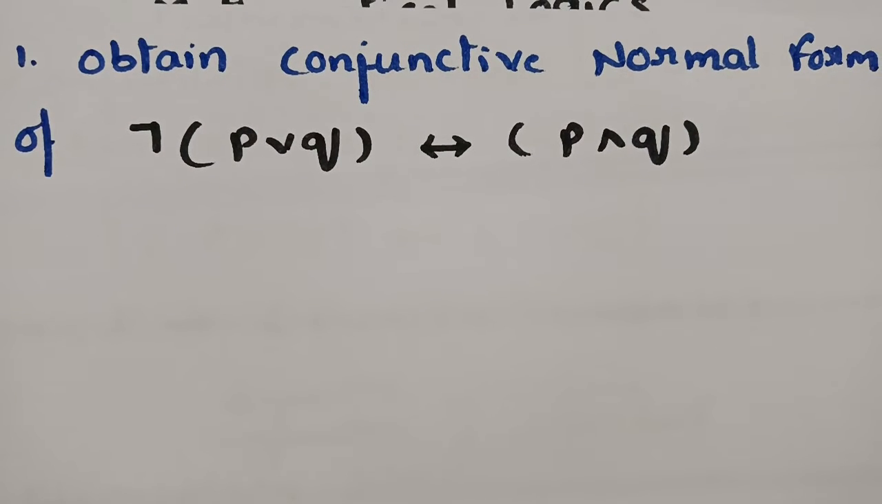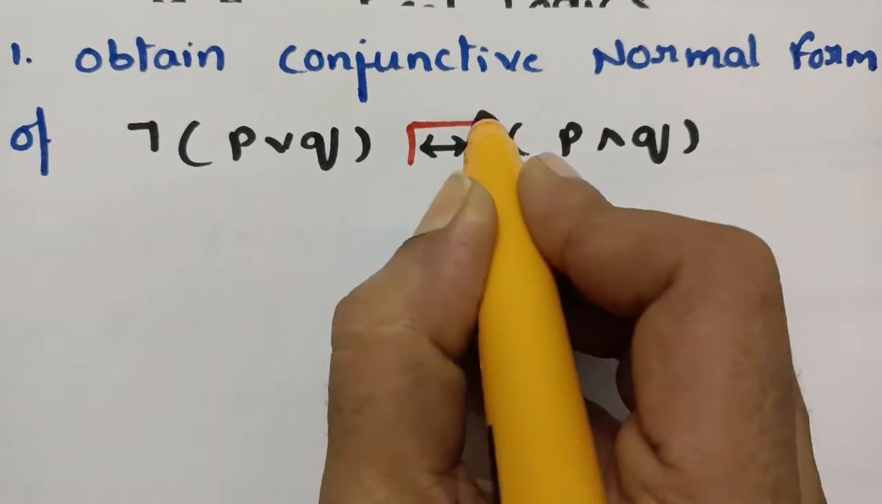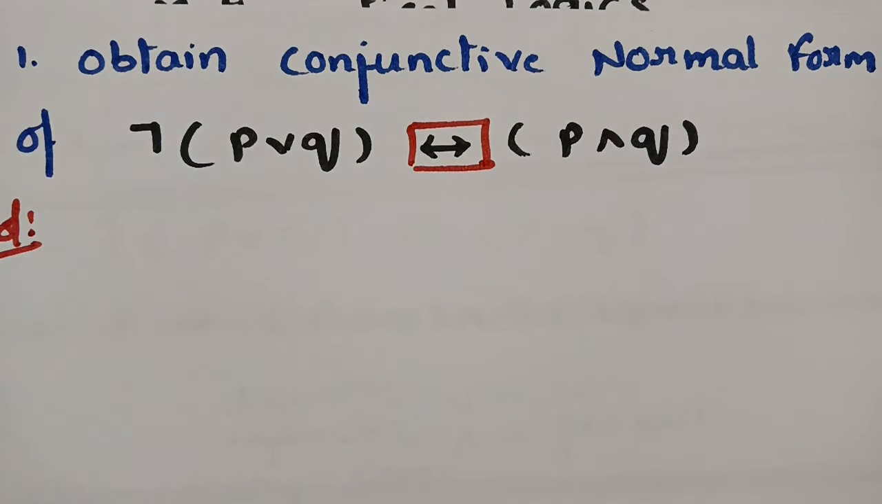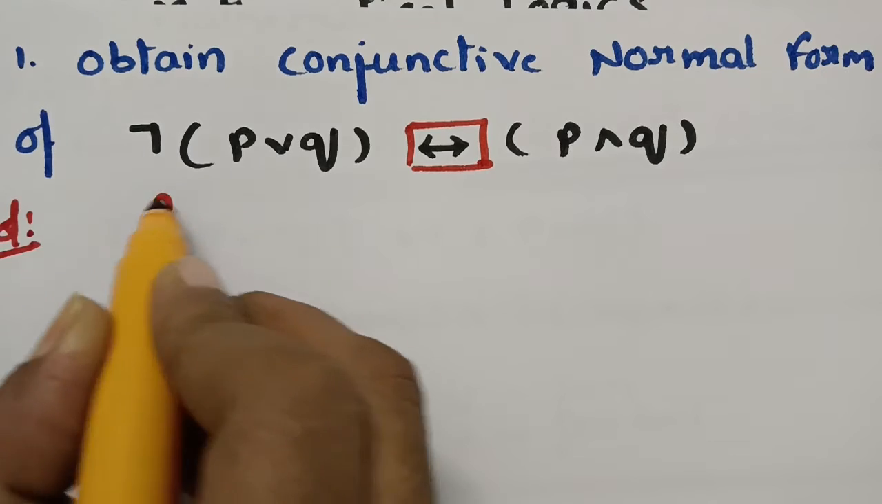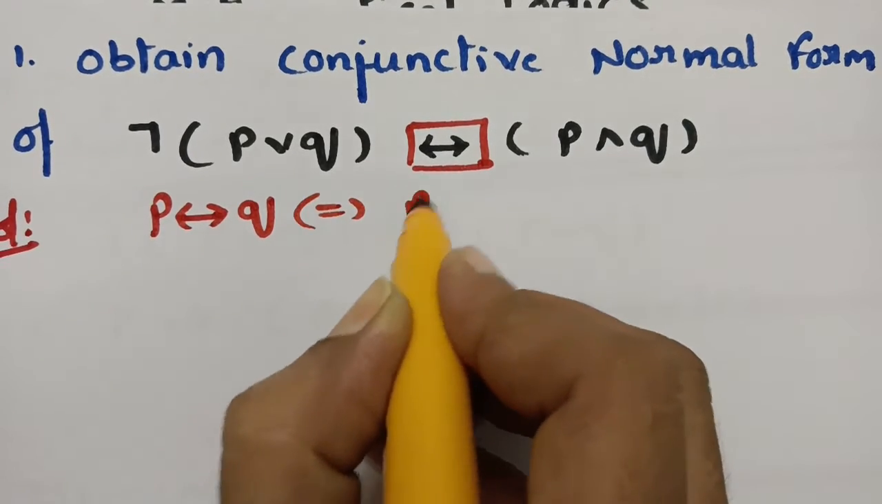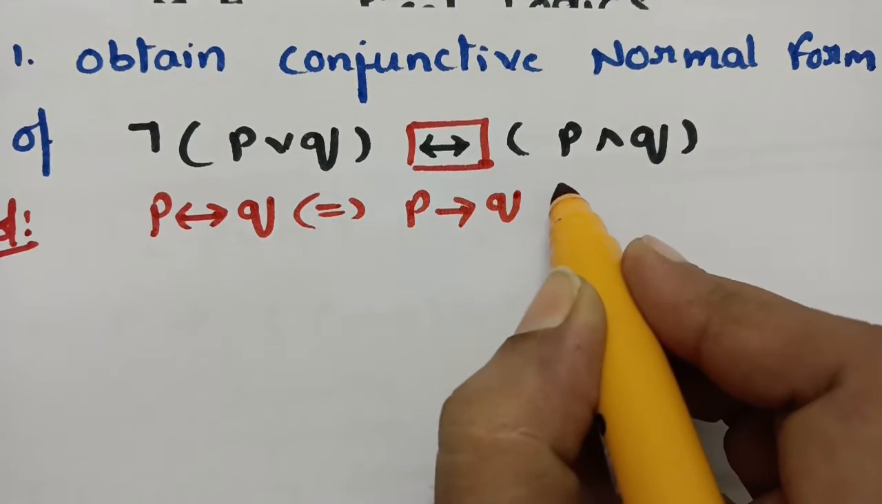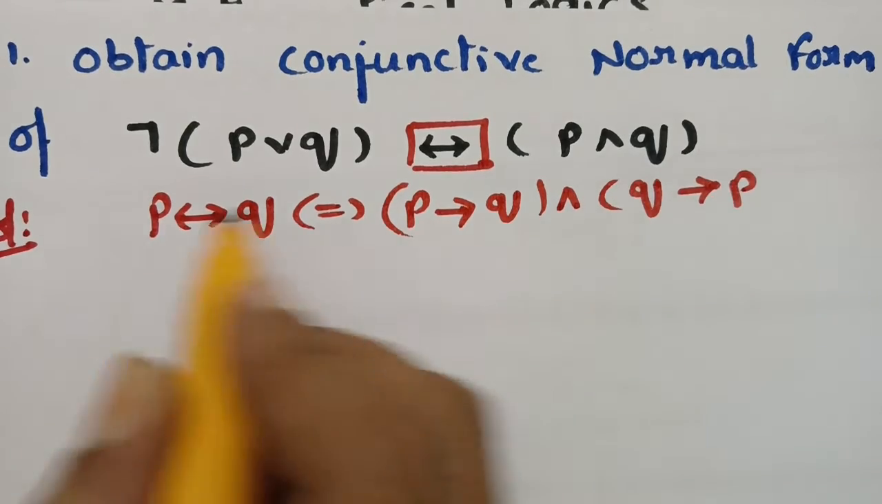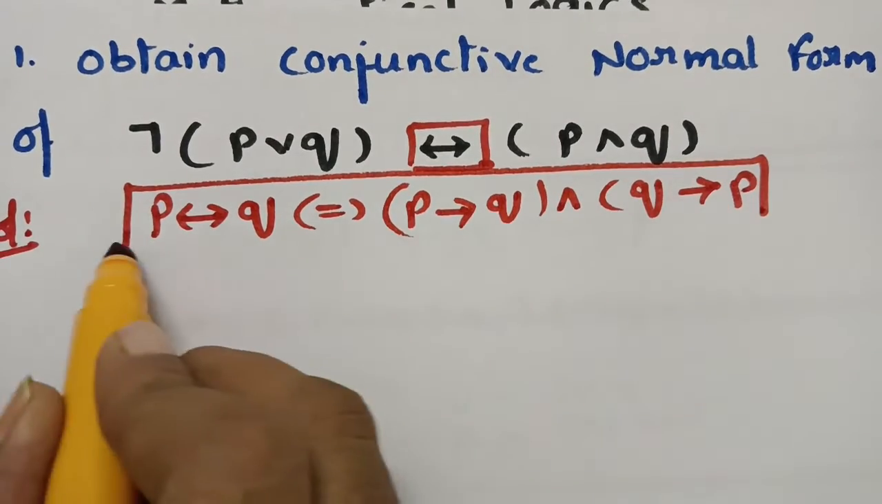See, first of all, the procedure for this, I have said to you, is we have to remove this double implication. In order to remove this double implication, what do we have to do? We have to use an equivalence formula. So what will be the equivalence formula for this? The formula I'm going to use is: P double implies Q is equivalent to (P implies Q) and (Q implies P). So this is the formula I'm going to use here.